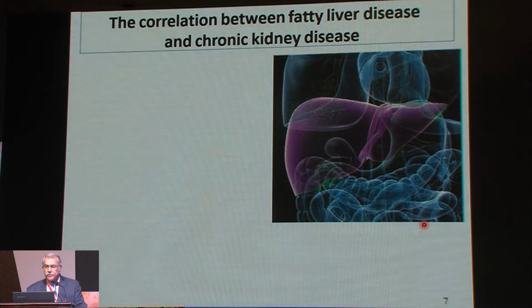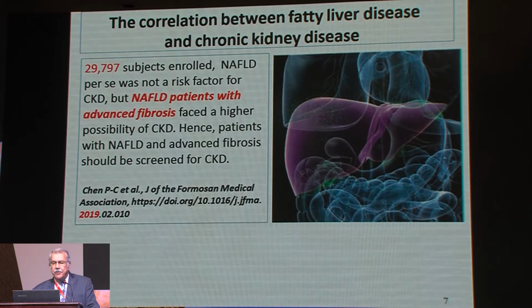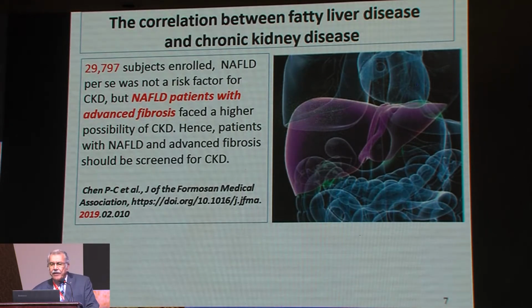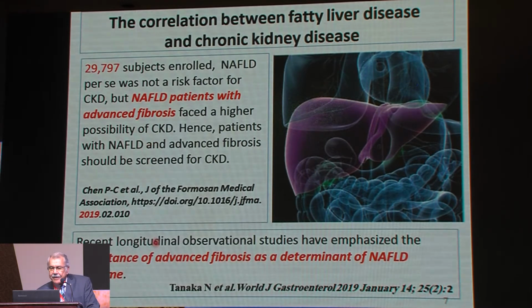Interestingly and recently, in this study, the correlation between fatty liver disease and chronic kidney disease is shown in this big study with about 30,000 subjects enrolled, that NAFLD per se was not a risk factor for chronic kidney disease. But NAFLD patients with advanced fibrosis faced a higher possibility of chronic kidney disease. Also, other interesting recent longitudinal observational studies have emphasized the importance of advanced fibrosis as a determinant of NAFLD outcome. So, we should have advanced fibrosis to present these effects of NAFLD regarding the cardiovascular and the kidney.